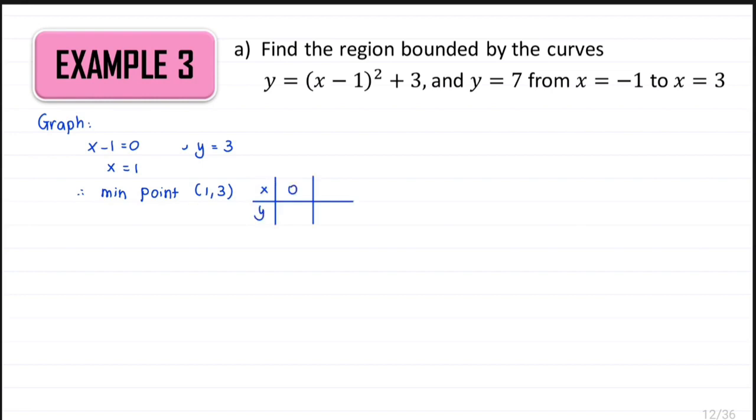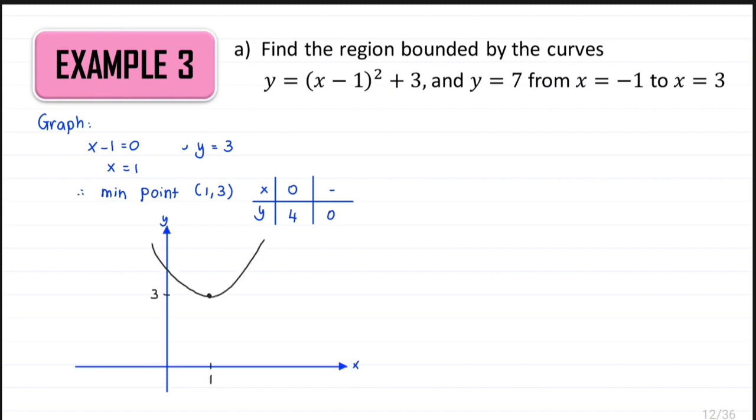Then we find the intercepts. When x equals 0, we get y equals 4, and when y equals 0, we can solve for the value of x, so we have no intercept. Then we sketch the graph. We put minimum point (1, 3) and sketch the smile graph. Put the intercept when x equals 0, y equals 4, and y equals 7.